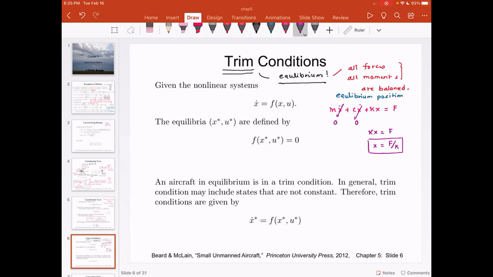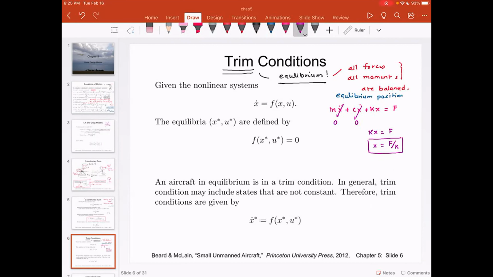But when you look at trimming, not all the velocities have to be zero. Because if you think about an aircraft that is flying, and all the velocities of the aircraft are zero, the aircraft is no longer an aircraft, it's a rock and it's going to fall down. So for trimming, it's an equilibrium condition, but not all the state derivatives are equated to zero. And this is an important concept.